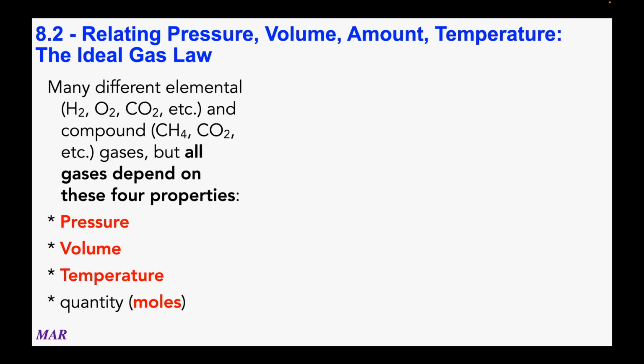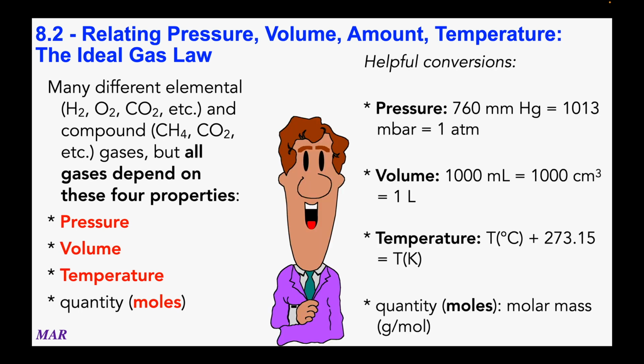You have to consider the pressure of the gas, the volume of the gas, the temperature of the gas, and how much gas you have, which scientists will use the mole. Now, here are some units that are going to be super helpful in this section we're getting into. For pressure, once again, 760 millimeters of mercury equals 1,013 millibar, which equals 1 atmosphere.